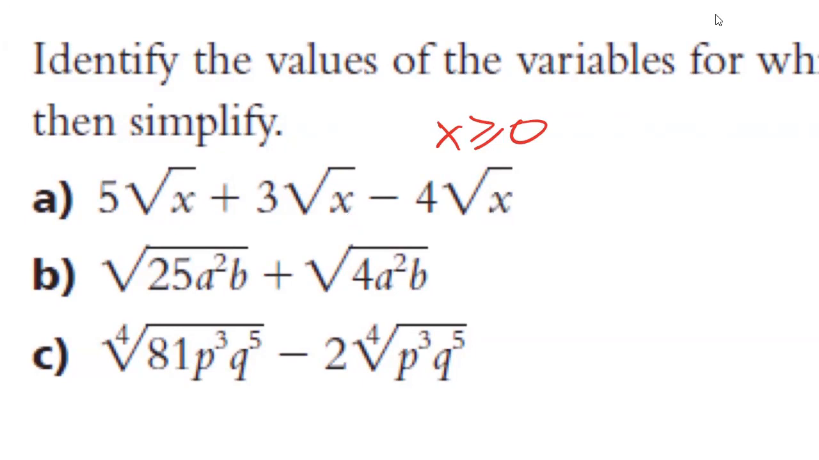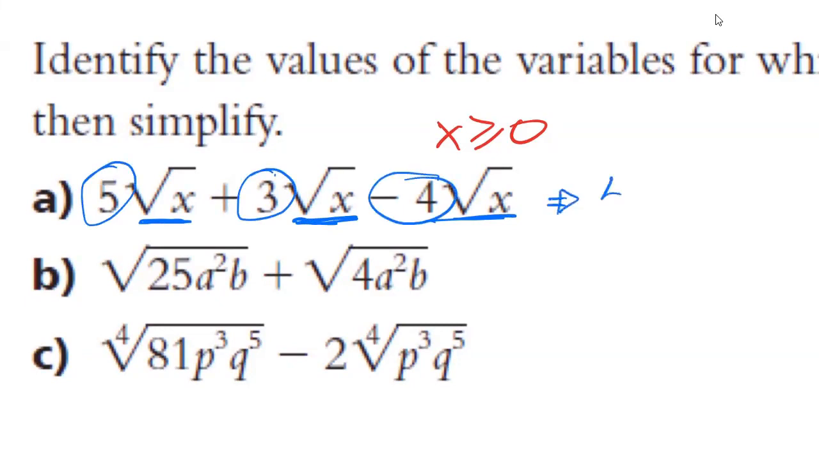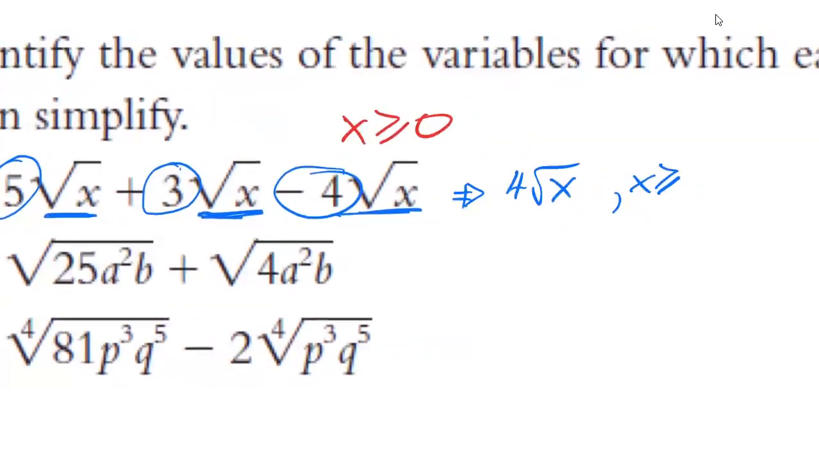And then we can look to simplify. Because this is already with an index of 2 and a radicand of x, these are the same, I can simply go 5 plus 3 is 8, minus 4 is 4. So this is going to simplify to 4 square root x, where x cannot be less than 0, so x has to be greater than or equal to 0.